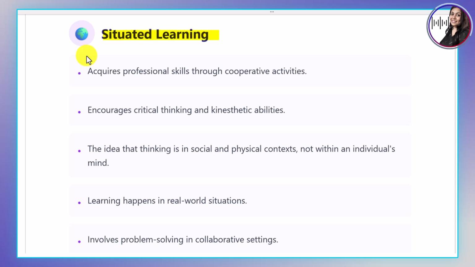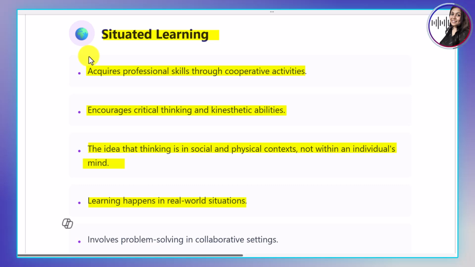Moving forward, we come to situated learning, which emphasizes learning through participation in real-world contexts. In this approach, learners acquire professional and practical skills through cooperative and collaborative activities. Situated learning encourages critical thinking as well as kinesthetic abilities by involving learners in hands-on experiences. The core idea here is that learning does not occur in isolation within an individual's mind. Instead, thinking is shaped by social and physical contexts.